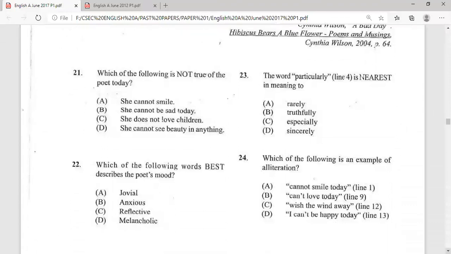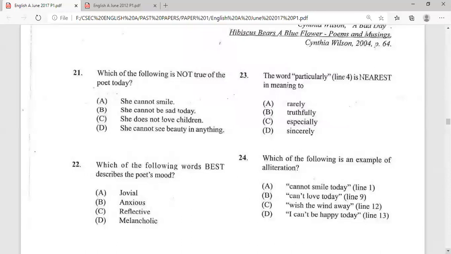22, which of the following words best describes the poet's mood? And remember, this person is having a bad day. So of course A is out, B is out, and C is out. Melancholic means sad. So the answer is D. 23, the word particularly. She said she particularly hates children today, right? So the best option would be C.